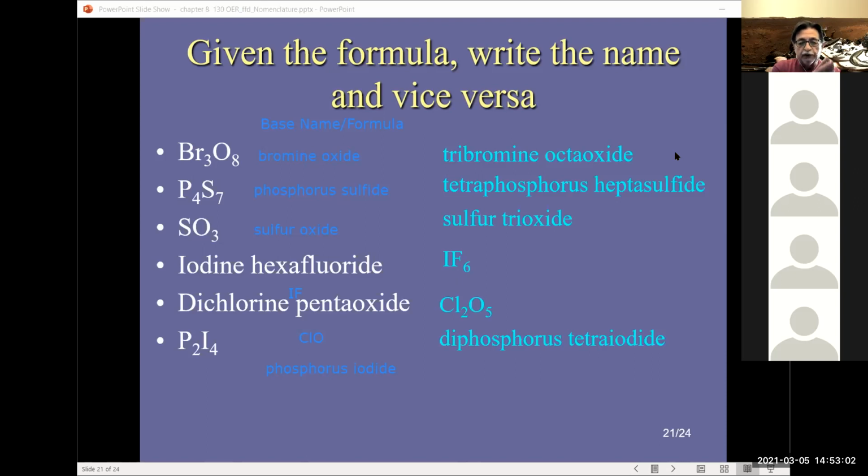If you're given the formula, my suggestion is write the base name and then throw in the prefixes. If you're given the name, write the base formula and then put in the numbers afterwards based on the prefixes, okay? Whichever works for you until you're comfortable with just looking at it and then writing the formula for covalent compounds. Again, covalent compounds, the only ones that require a prefix, okay? Not the ionics.